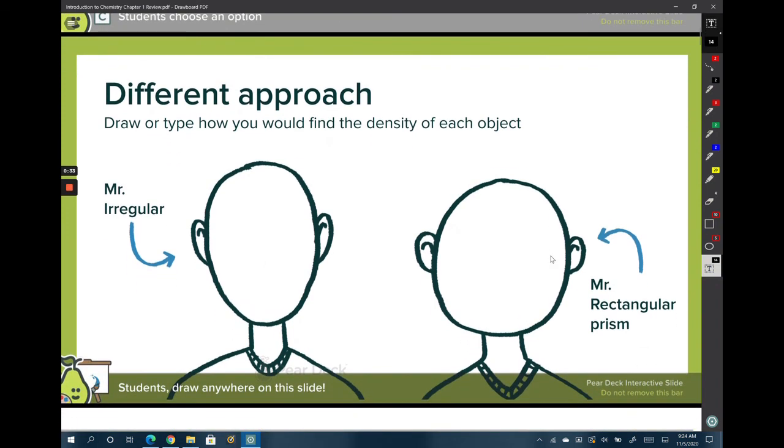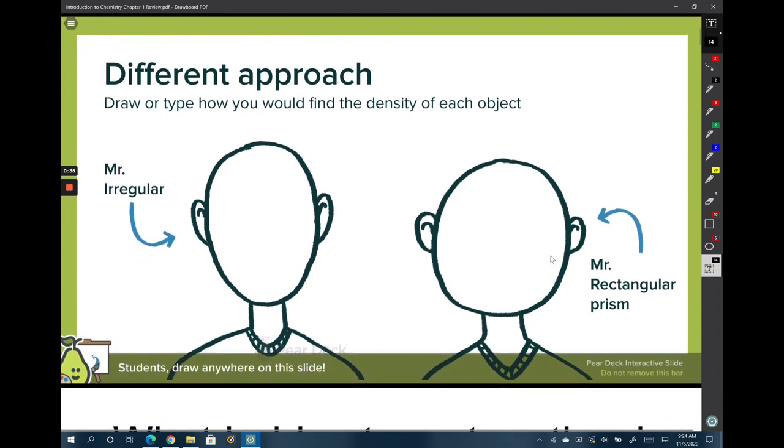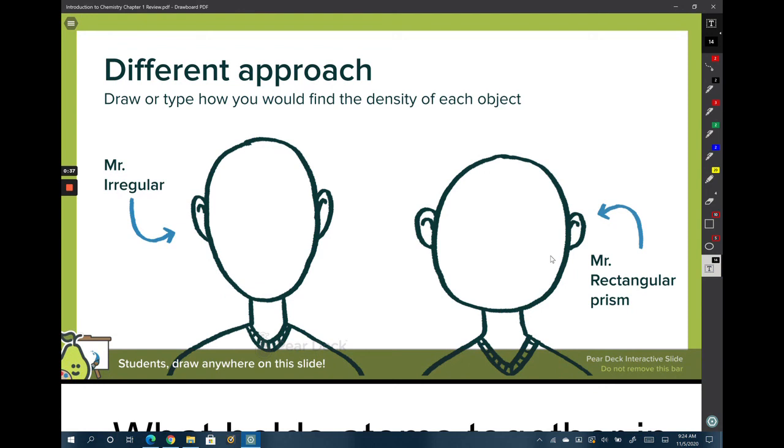This next slide is basically asking us the difference between how you find the density of a regularly shaped object, something for which there is a formula, and an irregularly shaped object. So what it comes down to is how you find the volume, because we know that the density is going to be the mass divided by the volume. We'd find the mass using a balance, but it's the volume that would be a little bit different.